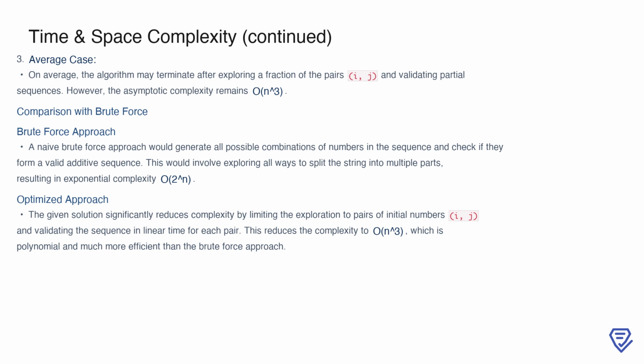This would involve exploring every possible way to split the string into parts, leading to an exponential complexity of O(2 to the power of n). In contrast, the current solution drastically optimizes this by focusing solely on pairs of initial numbers, i, j, and validating the sequence in linear time for each pair. This improvement reduces the complexity to the polynomial O(n cubed), which is far more efficient than brute force.